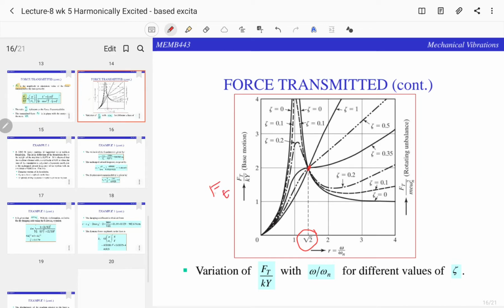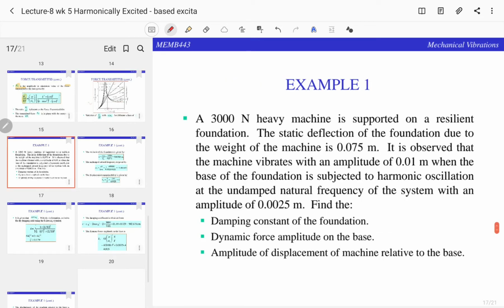The force transmissibility, TF, is actually very high beyond this region when r is less than root 2, but if it's more than root 2, it also goes somewhere higher along this line, along the graph. And most of the values are greater than 1. So you can see there is a slight difference.